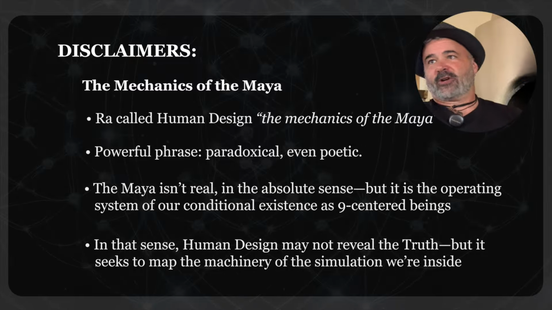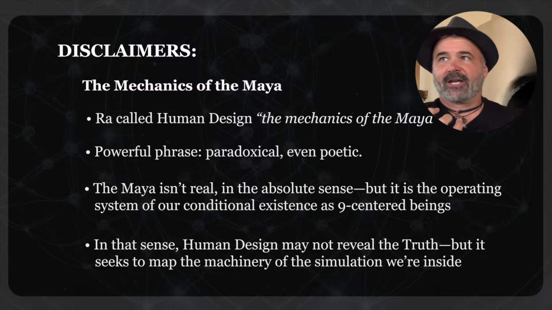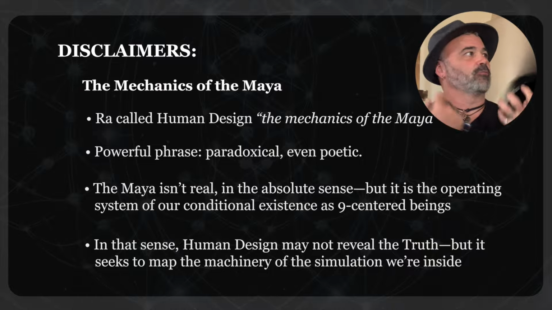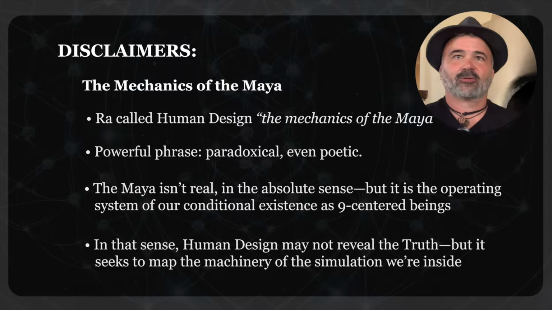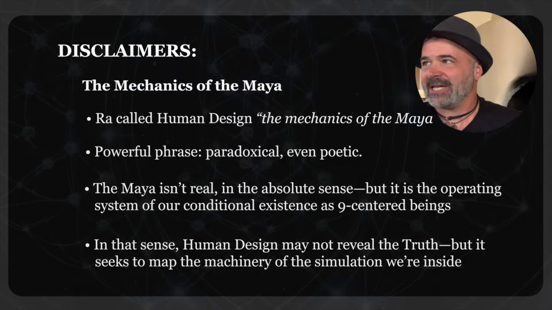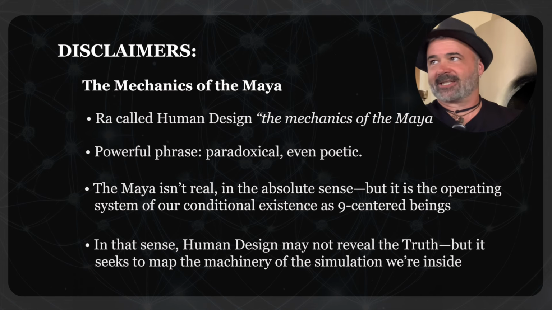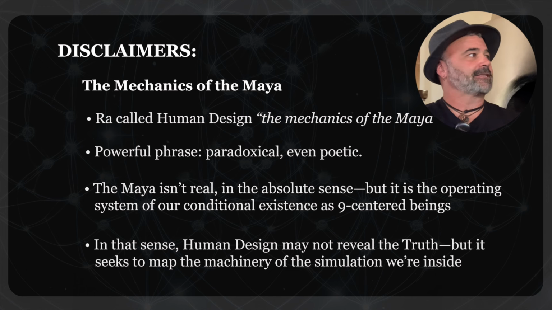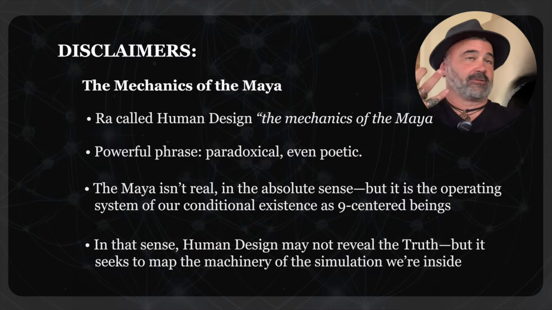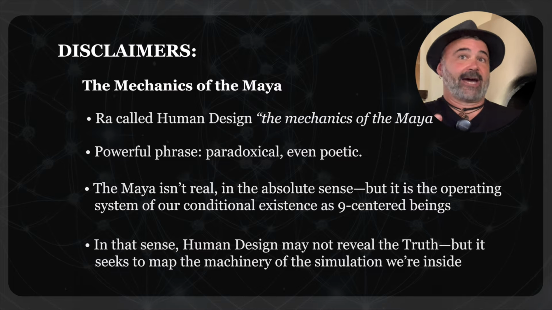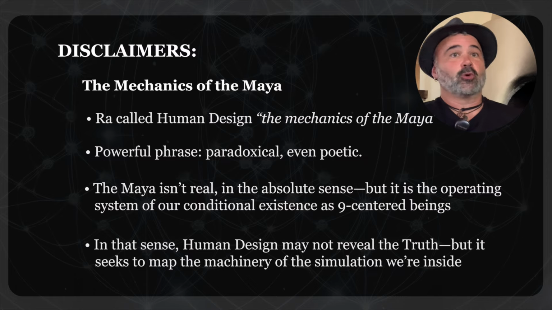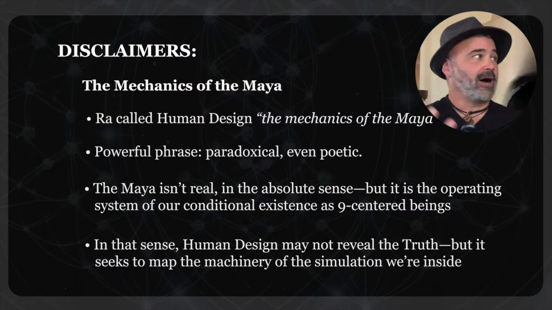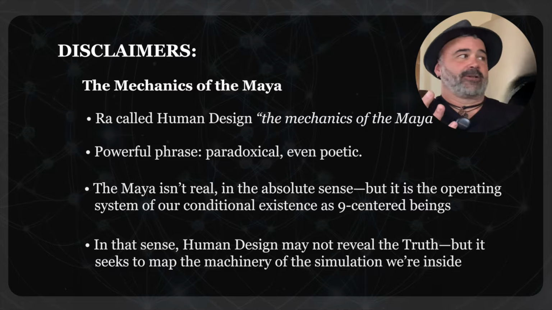Probably one of my favorite phrases from Ra is "the mechanics of the Maya." It's just such beautiful poetry. It's so paradoxical, right? It's like, what does that mean? The thing that doesn't exist has a mechanic and you can use it. I'm like, okay, brilliant. And I think that's so profound for us to be navigating as these juxtaposed beings. We get to actually use this tool to navigate through this Maya as these nine-centered beings.